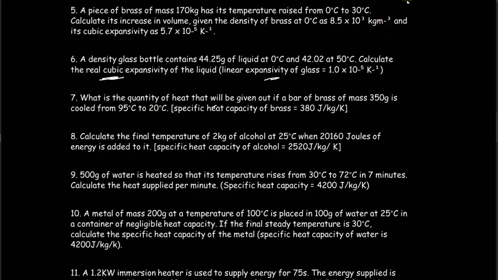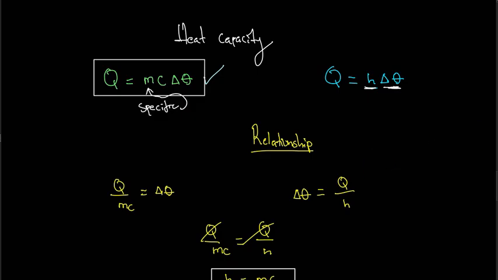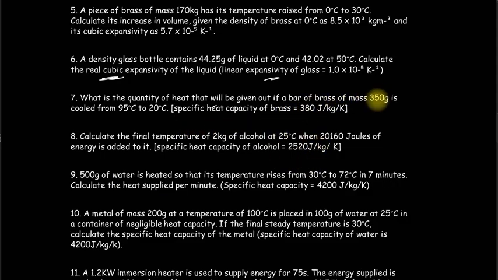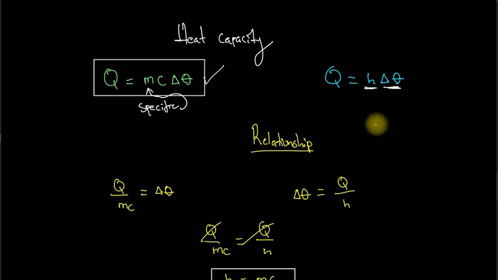Specific heat capacity. So they're asking what the quantity of heat is. What's our formula? Our formula is quantity of heat equals mass times specific heat capacity times change in temperature. So that's all we're going to do. Multiply the mass. Remember to convert mass to kilogram. So mass is equal to 350 gram divided by 1000. We're going to get what? 0.35 kg.